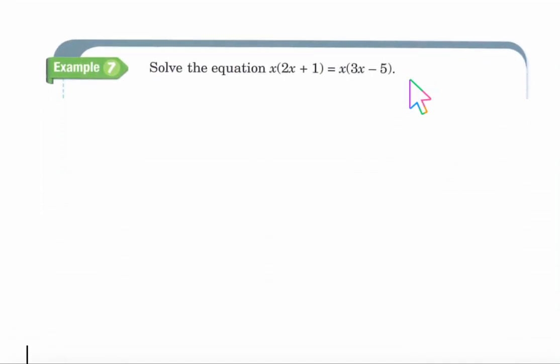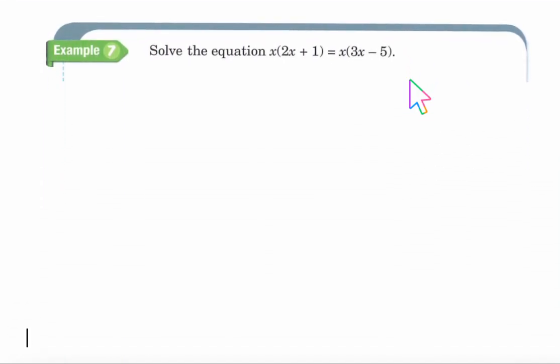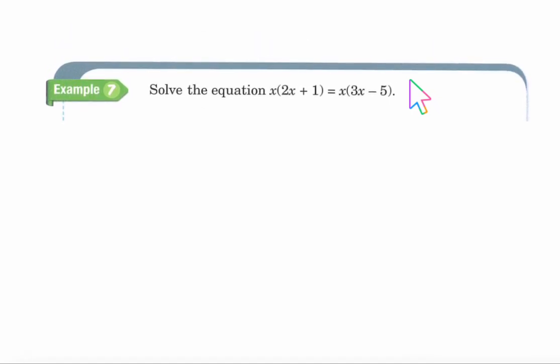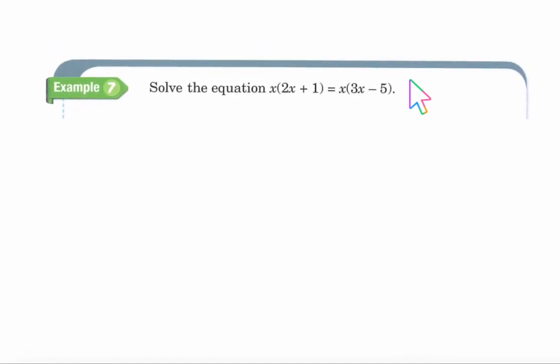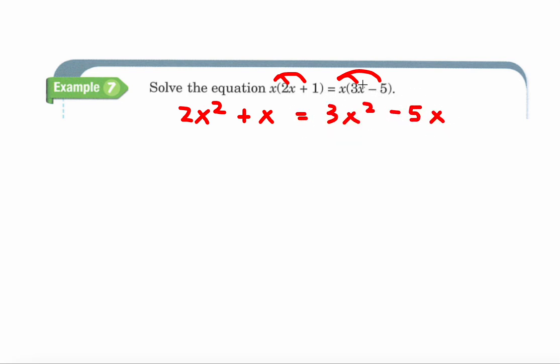One last problem. Solve the equation x times the quantity of 2 times x plus 1 equals x times the quantity of 3x minus 5. Pause the video, try it on your own first. All right, we got some distribution on both sides. So I end up with 2x squared plus x equals 3x squared minus 5x.